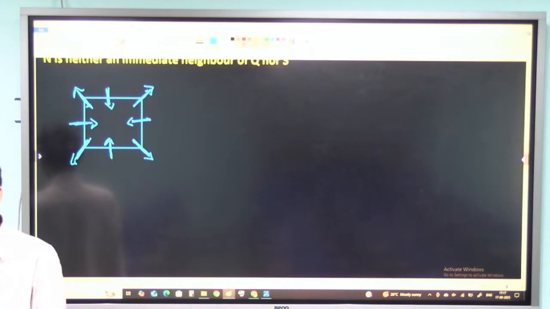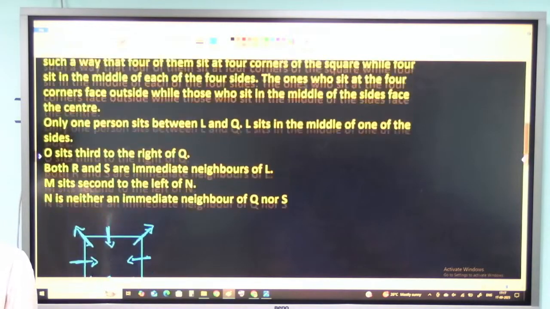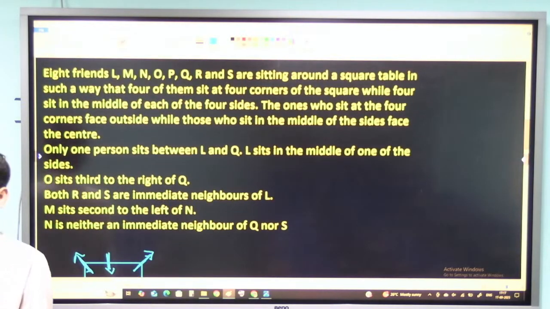Next, only one person sits between L and Q. L sits in the middle of the side. Okay, so L is sitting in the middle and Q is adjacent to him.